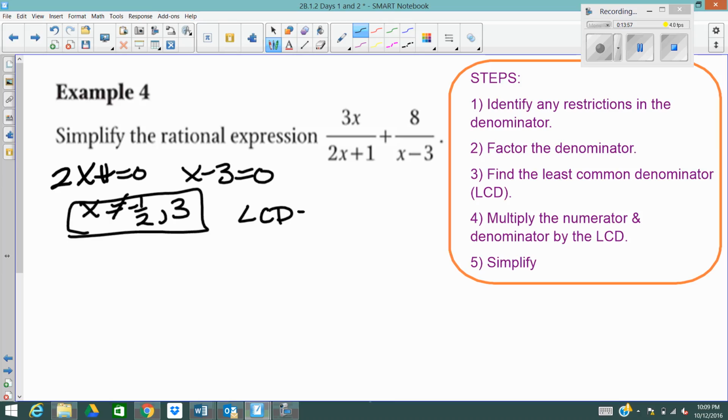Now to find my LCD, my least common denominator, since 2x plus 1 and x minus 3 are two different factors, I'm going to need both of them. So I rewrite my fraction with a big fraction bar so I have plenty of room to multiply.